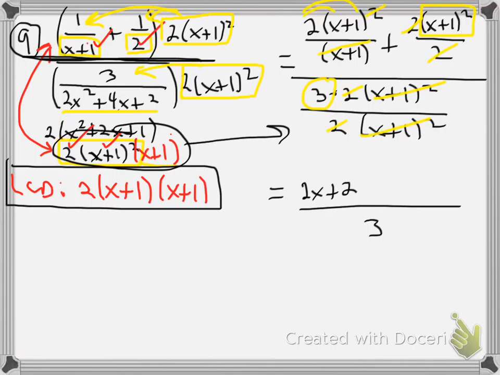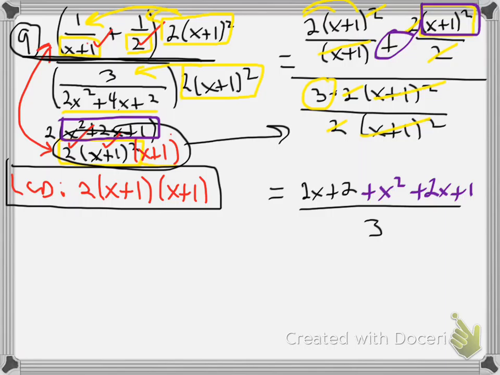I'll do a different color. This is a binomial squared, and we'd already factored it out anyways. x squared plus 2x plus 1, because we had factored it. So we already know what that is. So I'm going to write that right here. And it's a positive in front, so no sign changes. So it's going to be plus x squared plus 2x plus 1. That's what that became.